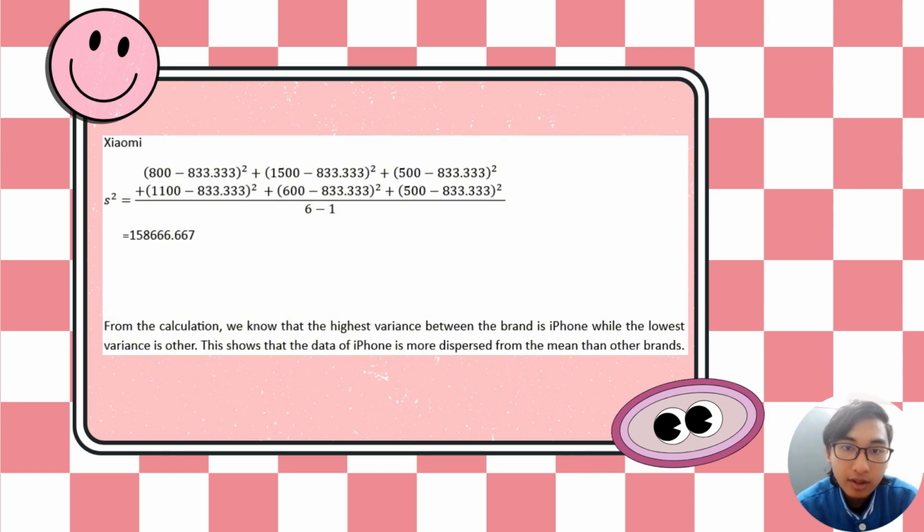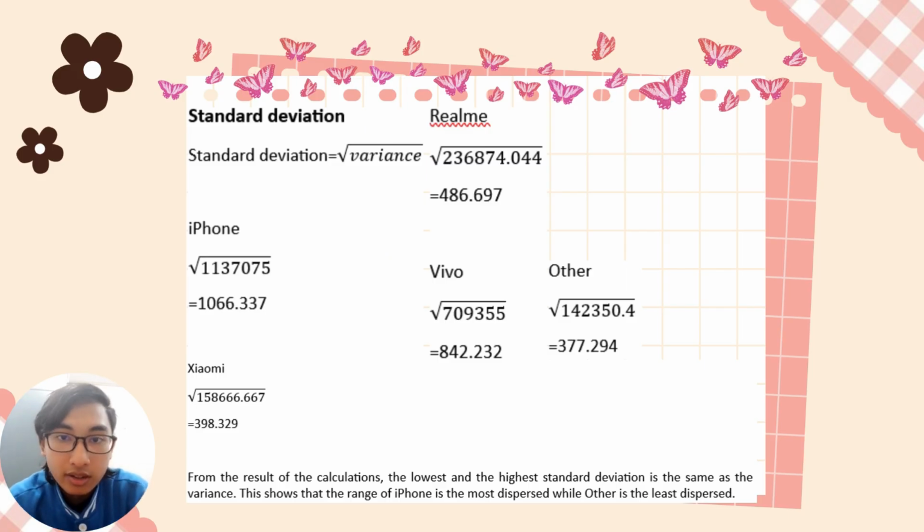And lastly, Xiaomi, 158,666.67. From the calculation, we know that the highest variance between the brands is iPhone, while the lowest variance is others. This shows that the data of iPhone is more dispersed from the mean than the other brands. For standard deviation, we just take the square root of variance. For iPhone, we got 1066.337. For others, we got 377.294.